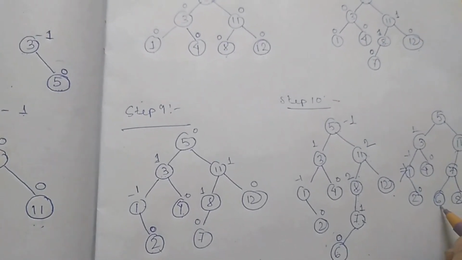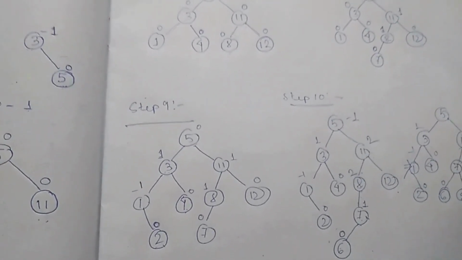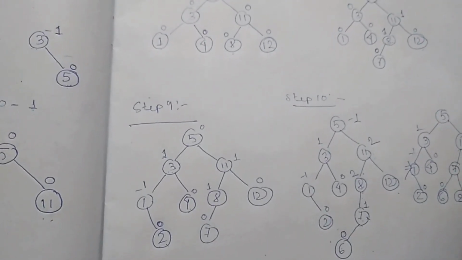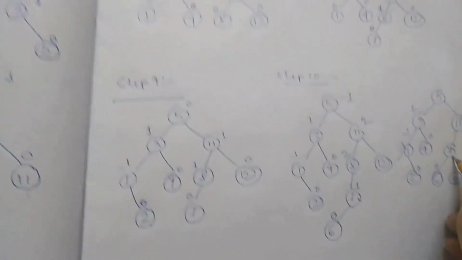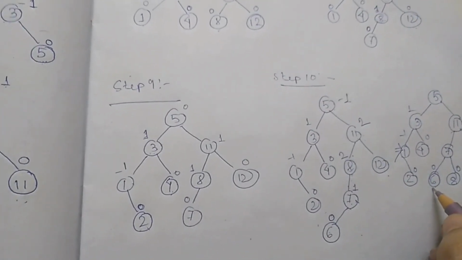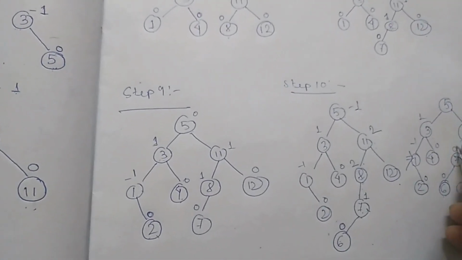Now we consider the 6 value, there is no left subtree as well as right subtree value, so the height of the 6 is 0. In a similar way, the height of the 8 value is 0. Now if we consider the 7 node or the height of the 7 node value, that is left minus right, 1 minus 1, the value of 7 is 0.